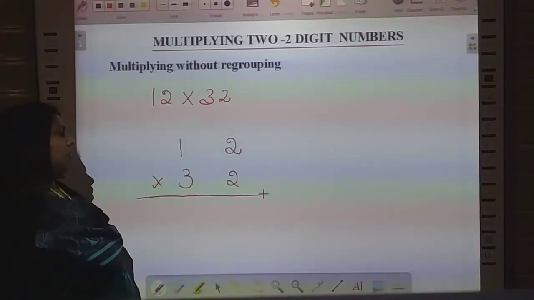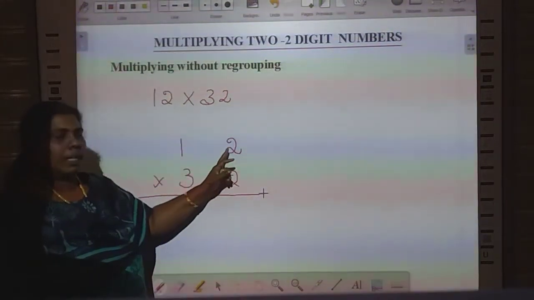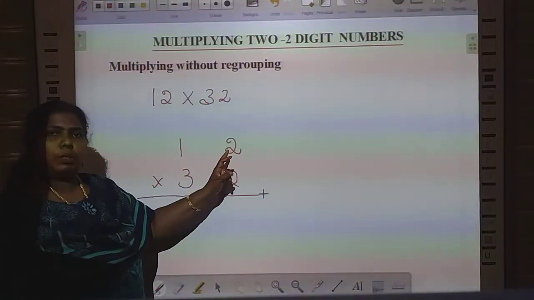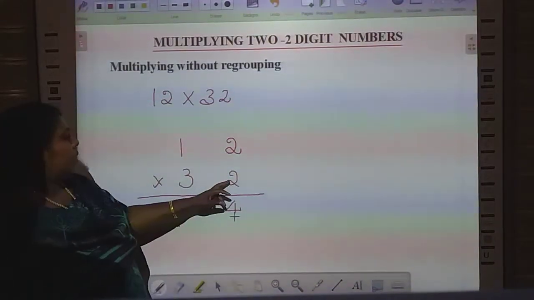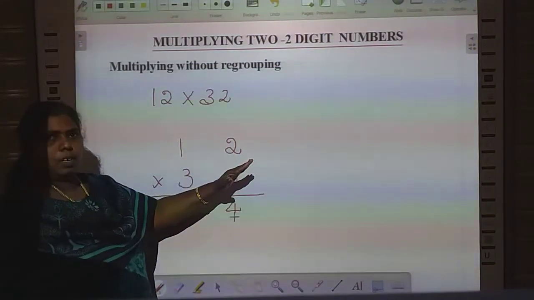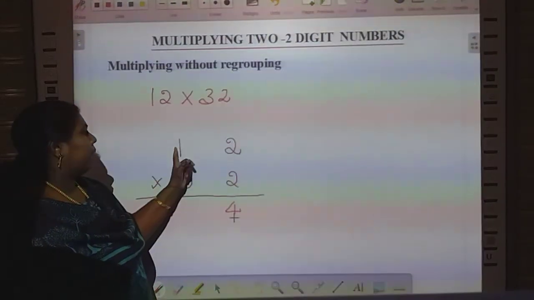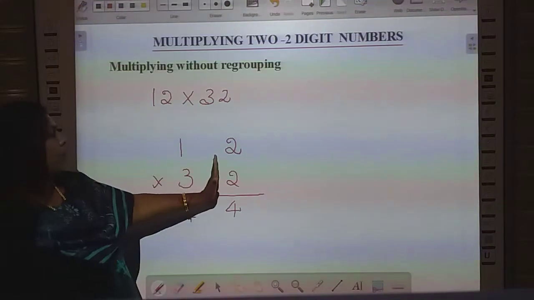Yes. First, ones place I am using. Okay. Here, first these two numbers we have to multiply. 2 times 2 is how much? 2 2s are 4. Then, again, now this one finished, right? Next I am going to multiply this number and this number. So 2 times 1 are 2 only. So now ones place is over.